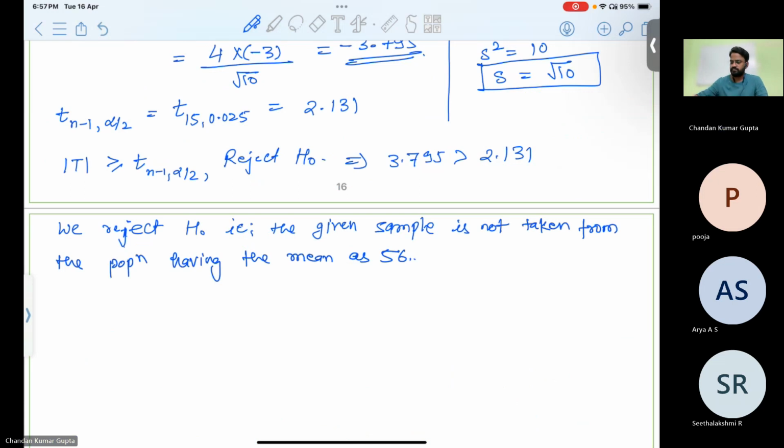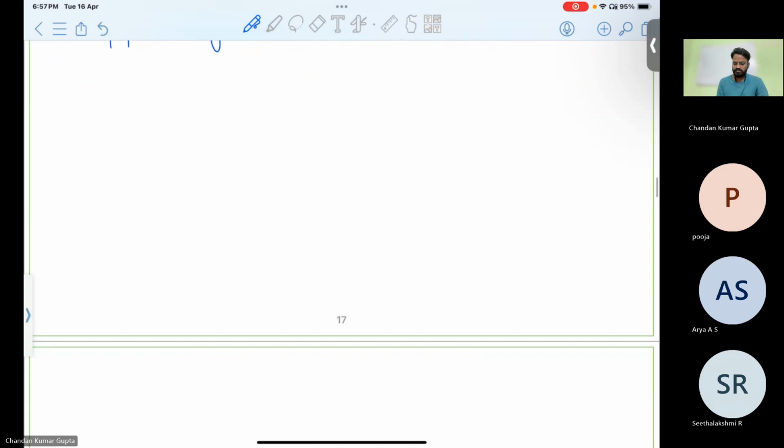Clear? If anyone has any doubt, please ask. And try to solve the question by yourself as well.